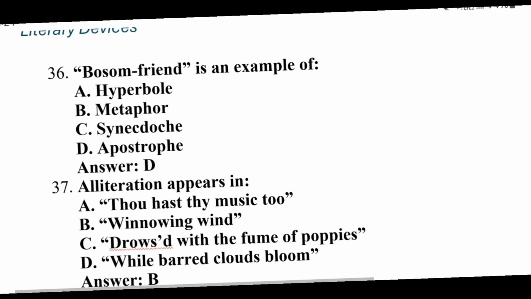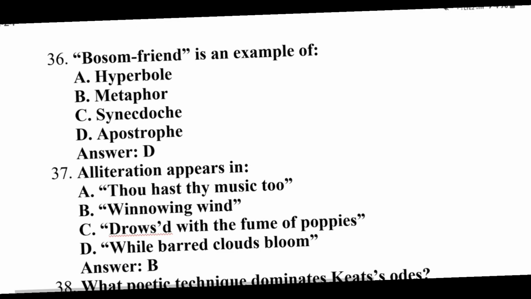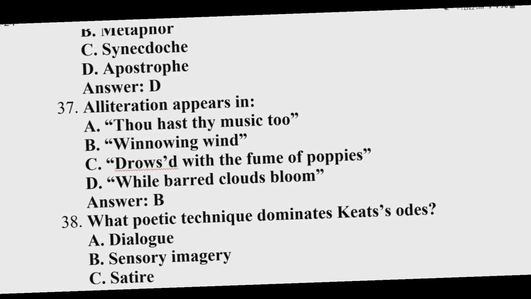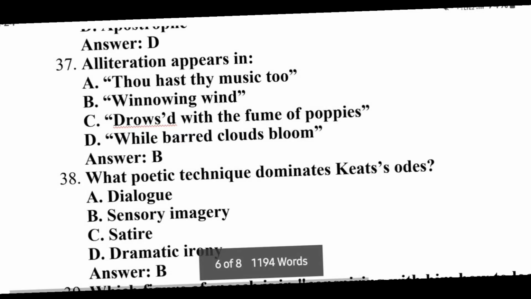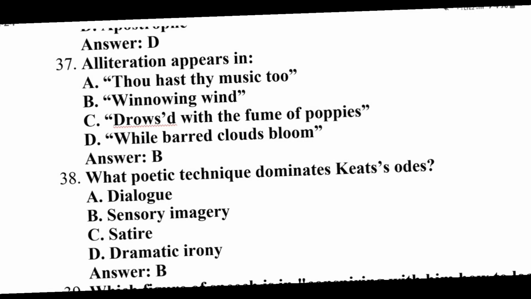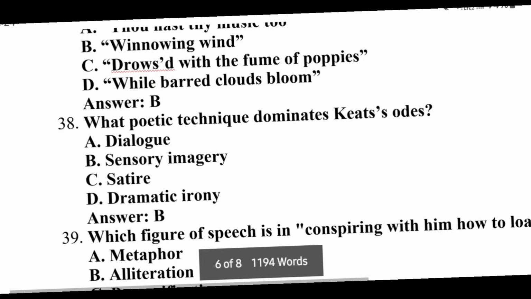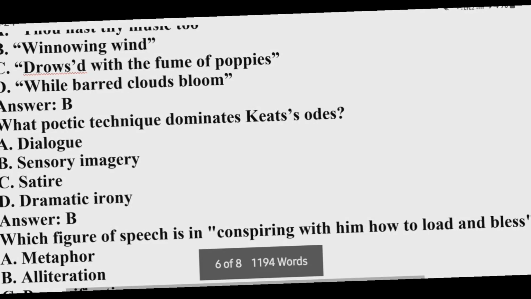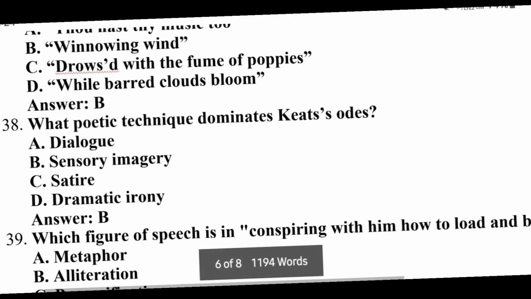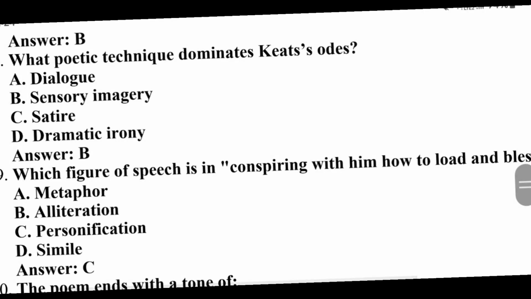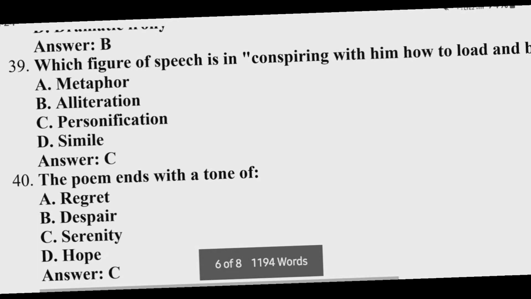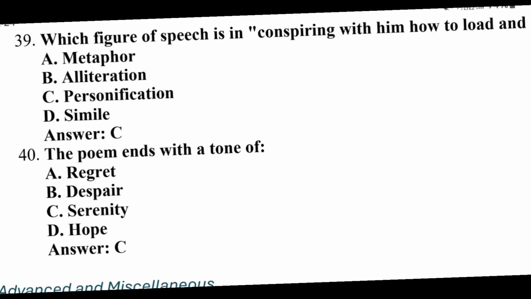Alliteration appears in which lines? Being, winnowing wind. What poetic technique dominates Keats' odes? Sensory imagery. Which figure of speech is in conspiring with him how to load and bless? It's personification. The poem ends with a tone of serenity.